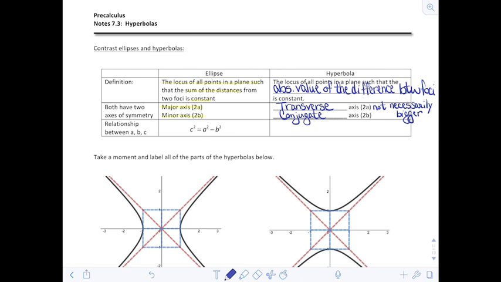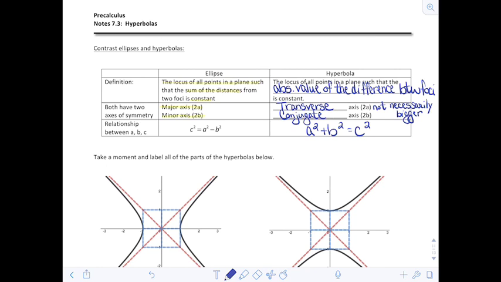Okay, the relationship between a, b, and c, there is also a c value, which has to do with focus points for a hyperbola. And the relationship in an ellipse is a squared minus b squared equals c squared. But in a hyperbola, it is actually the Pythagorean theorem exactly. a squared plus b squared is equal to c squared.